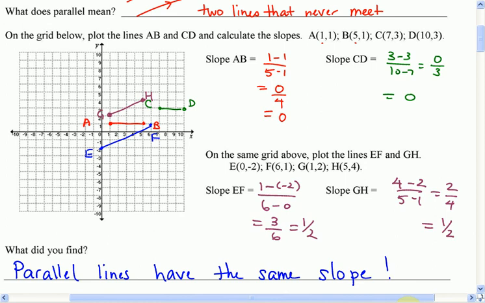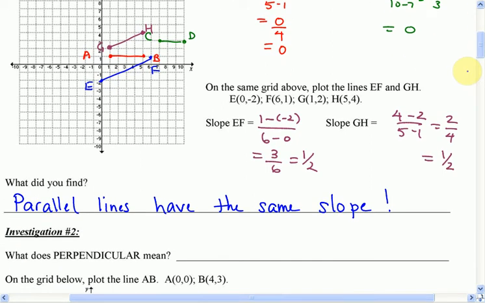This is the first thing I want you to know for section 6.2. Parallel lines have the same slope. That's all you need to know. Now we're going to investigate again for the next part, something about perpendicular lines.